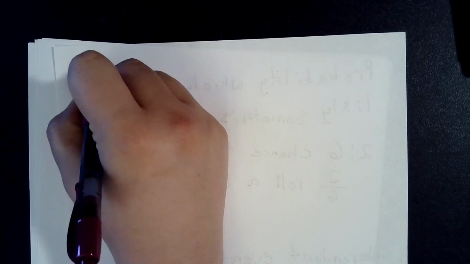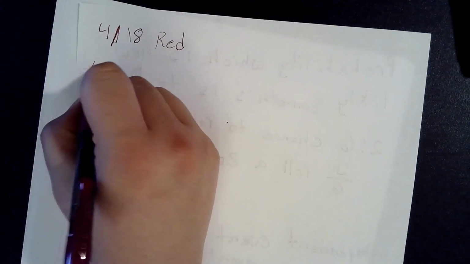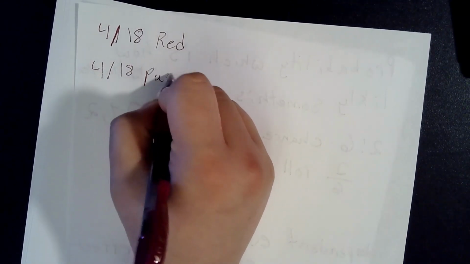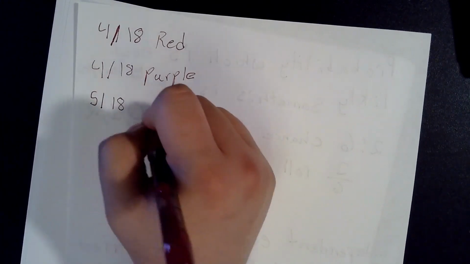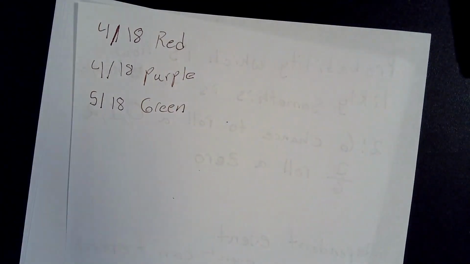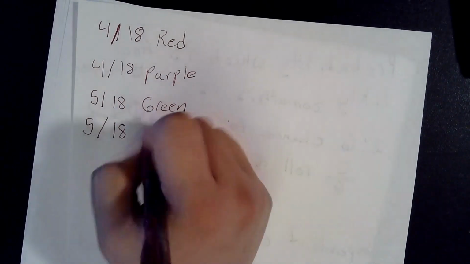Okay, 4 in 18. You have a 4 in 18 chance of picking a red one out. We also now have a 4 in 18 chance of picking a purple, because we both chose a red and a purple. Now, we still have a 5 in 18 chance of picking a green. And we still have a 5 in 18 chance of picking a blue.